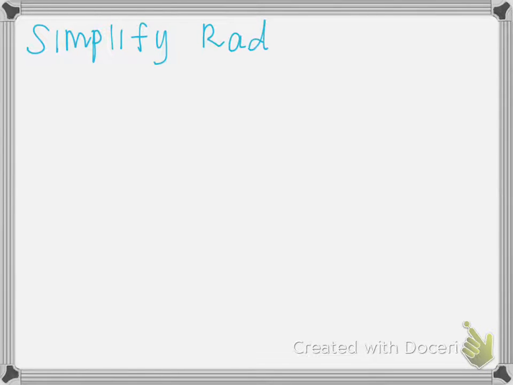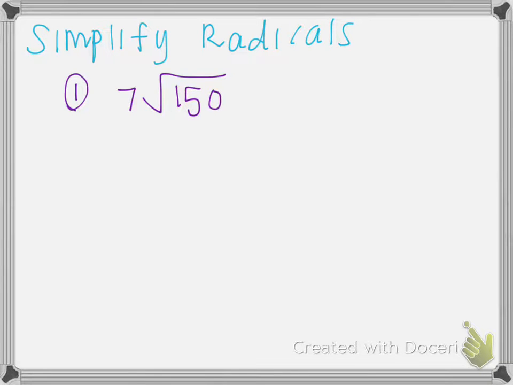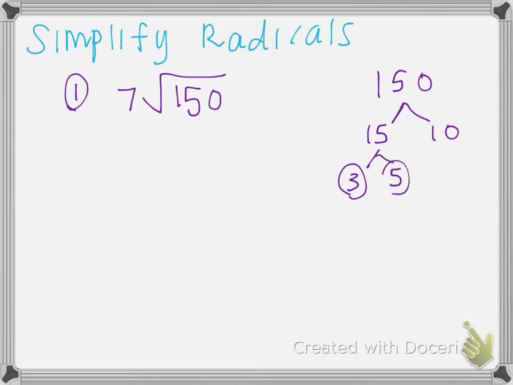So you can make a factor tree or some side work. So I'm going to do 2 examples. The first one is 7 times the square root of 150. So I'm going to go off to the side and do a factor tree for 150. Break that down into 15 times 10. 15 is a 3 and a 5. 10 is a 5 and a 2.